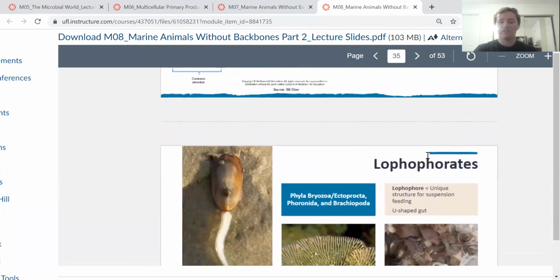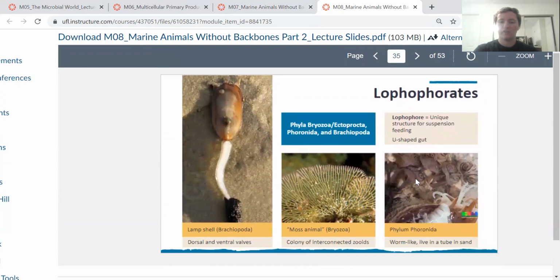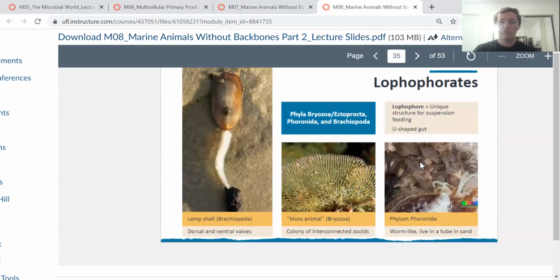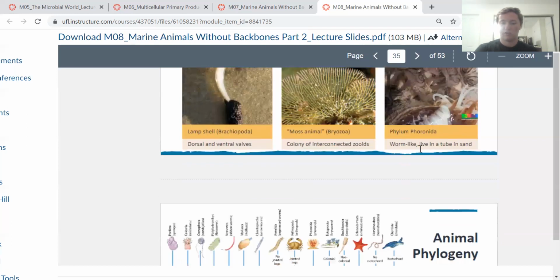Here's our revisiting the phylogeny again to talk about the lophophorates. It's that unique structure that sticks out that is used for feeding. That is what the lophophore is. So we have those 3 phyla. Know the difference between the 3: the lamp shells, the Brachiopoda, the Phoronida, and the Bryozoa are the 3 groups of organisms within the lophophorates. Know each of the 3 and how to identify them visually.